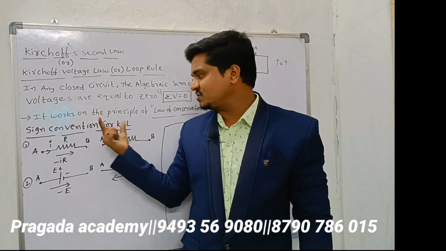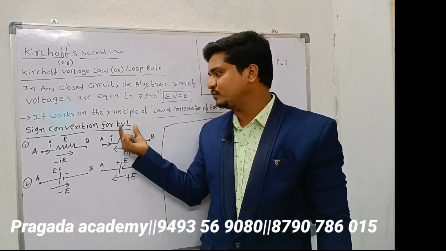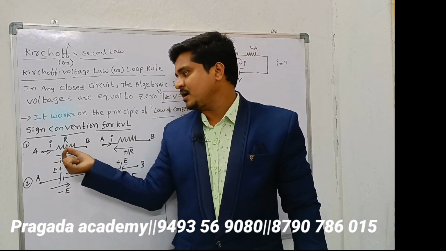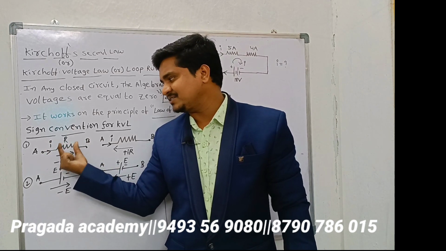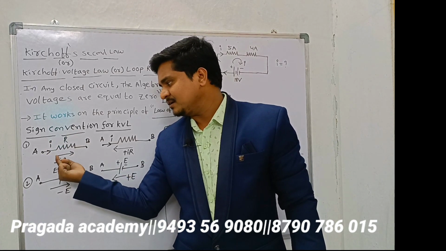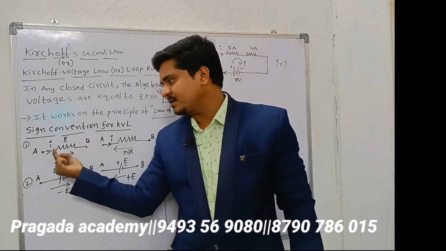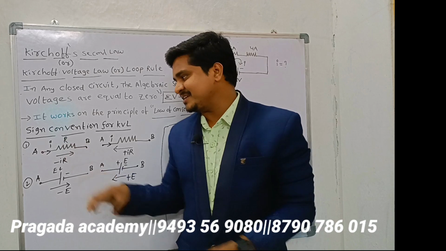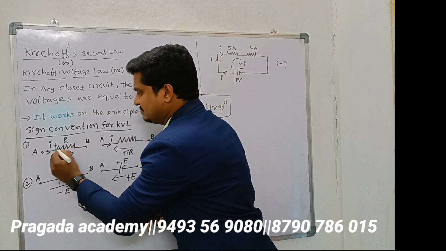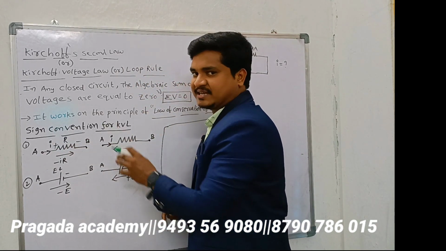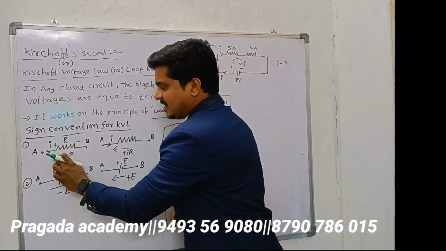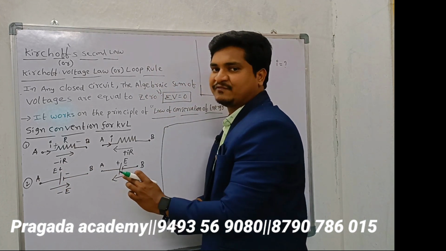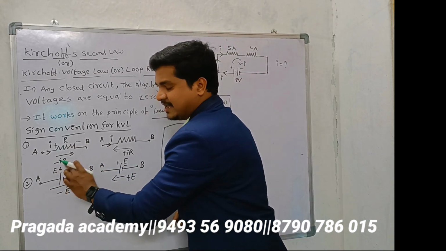Sign convention for KVL. KVL is nothing but Kirchhoff's voltage law. See, suppose A and B are potential points, and I is the current flowing through the resistor R. We are taking the current direction from A to B. In this case, the current direction is the same as the sign convention we took, plus to minus, so you need to take minus IR. Why? Because according to Ohm's law, V equals IR. So you will get minus IR.